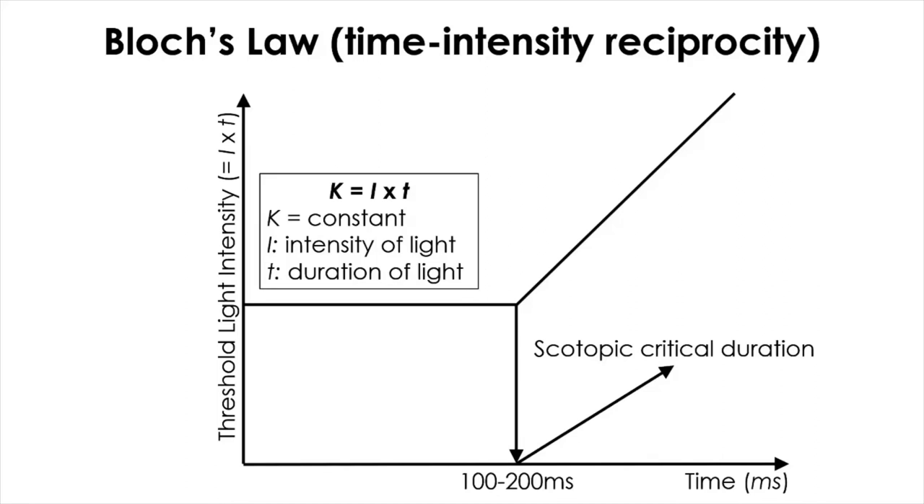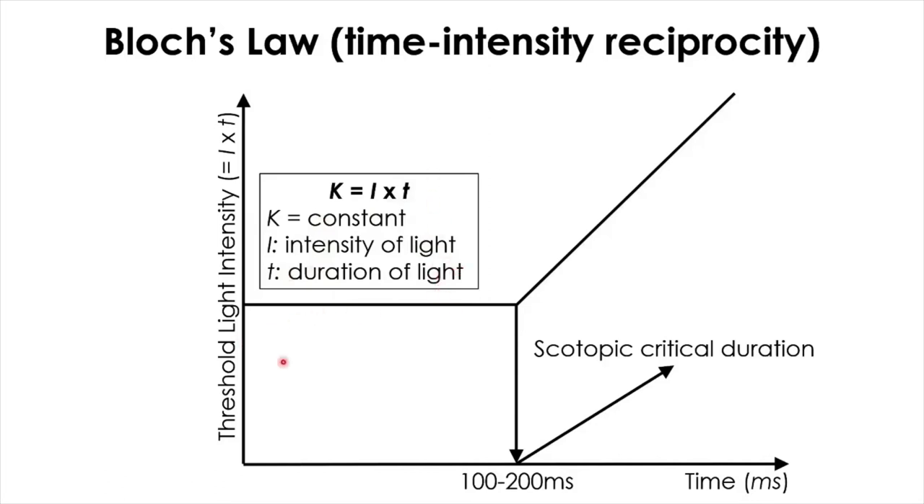So the time-intensity reciprocity, this is Bloch's law. This is a relationship between time and light intensity. We actually talked about Bloch's law before when we talked about the Hecht experiment, to measure the absolute threshold of light. Bloch's law states that within the critical duration, the total number of quanta needed to reach threshold remains the same, which is expressed in a simple equation: I times T equals K, where K is a constant, I represents the intensity of light, and T is the duration of light.